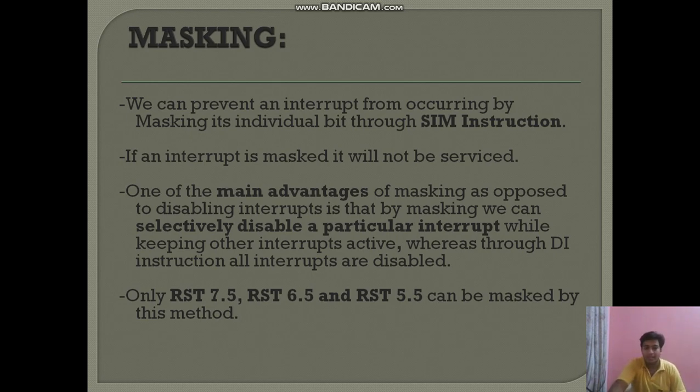What is the difference basically? If we disable all the interrupts, we cannot get any interrupt. We cannot get any interrupt. But if we want RST 6.5 to interrupt, but RST 7.5 not to, what we need to do is mask them. By disabling, we cannot do that. So we have to mask them.